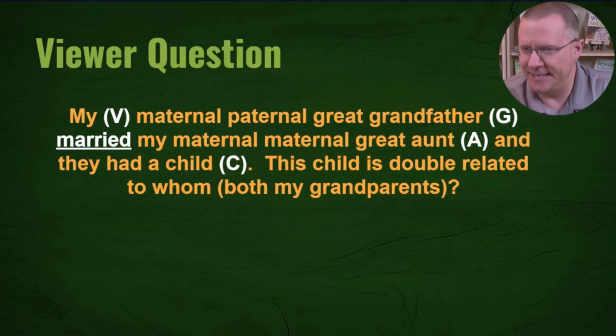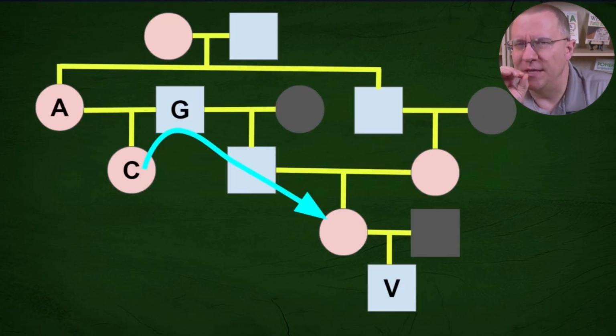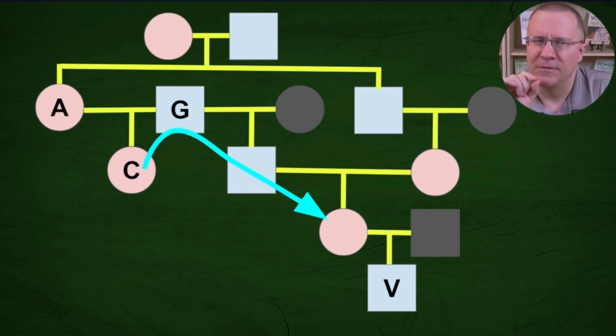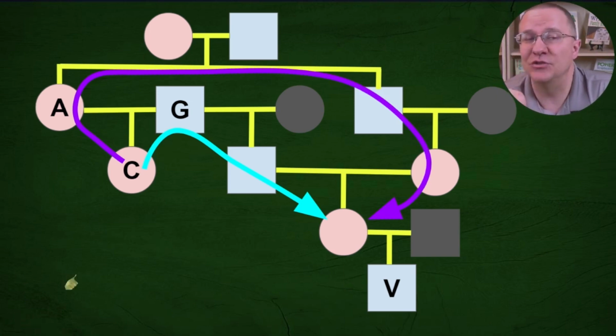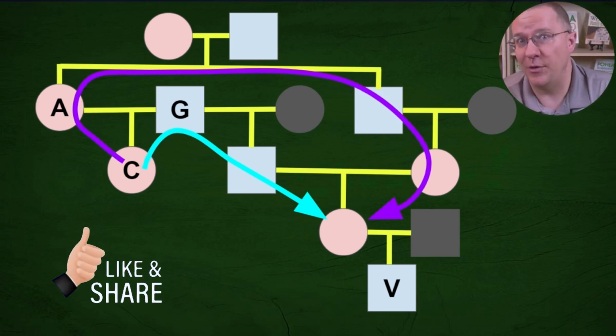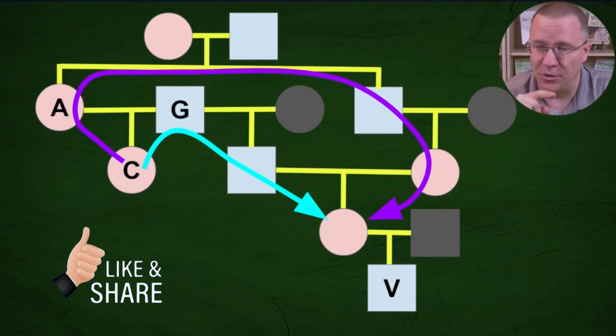This child, C, is double related to whom? So the viewer recognizes that this child has a double relationship, but she wants to know, how is this child double related? And she makes a suggestion of both my grandparents. Let's draw out the different relationships. First off, with this blue line, we see that C is related to V by going through G down to V's mother. We can also see that C is related through A going around and down to V's mother.